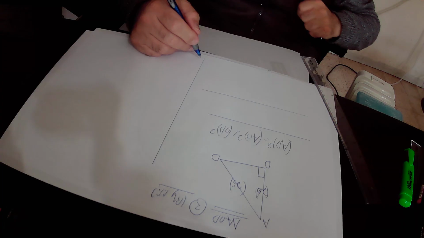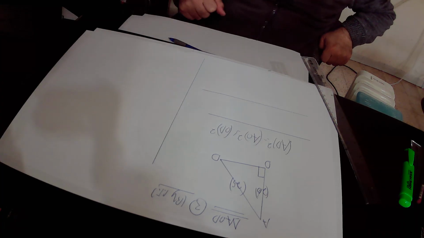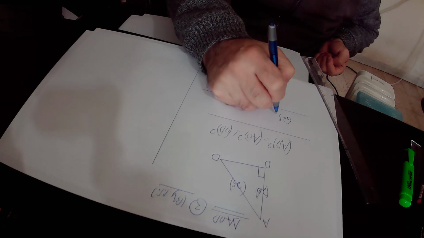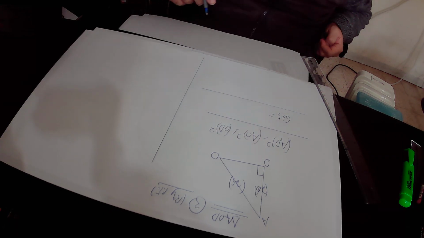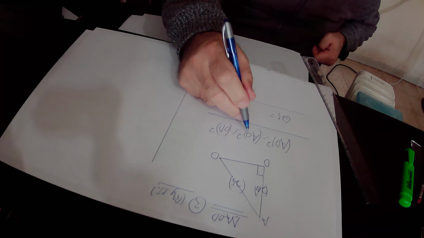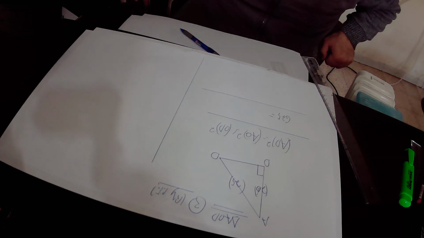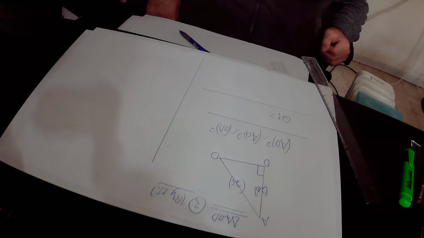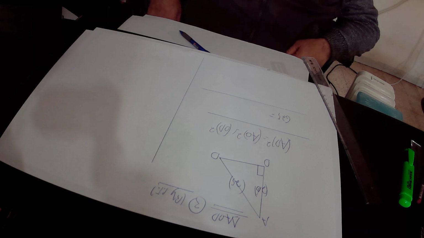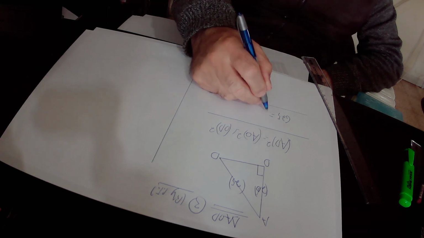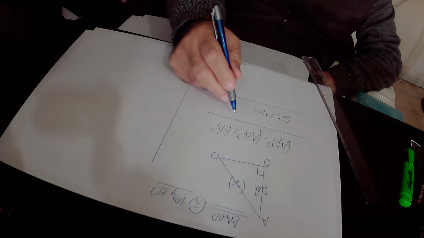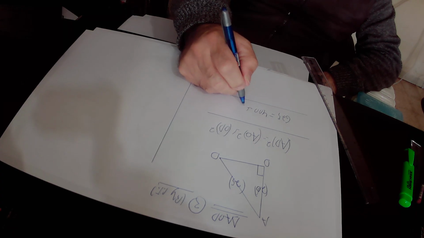AD is 25, therefore AD square is 25 squared, that is 625. And it is equal to AO square. AO is 20, therefore AO square is 20 squared, that is 400, plus OD square. OD is the missing side, so we leave it as it is.